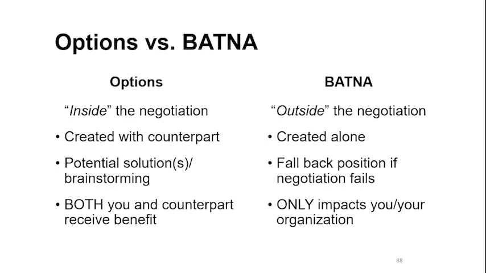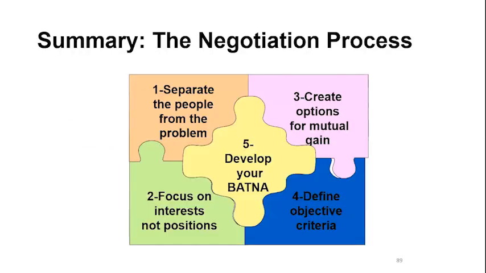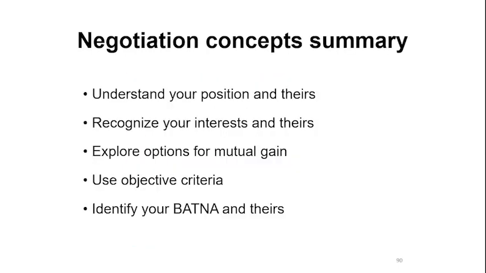And just to finally summarize, again, just remember those five principles: separate people from the problem, focus on the interest, create options, define your criteria, and develop your alternative to a negotiated agreement. The other summary is: understand your position and theirs. Recognize your interest and theirs. And explore options for mutual gain. And finally, use your criteria and identify their alternative and your alternative.